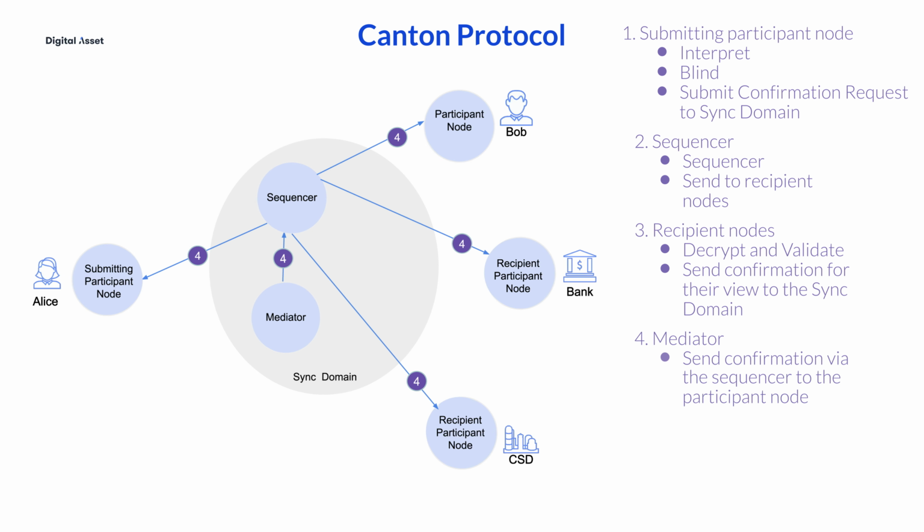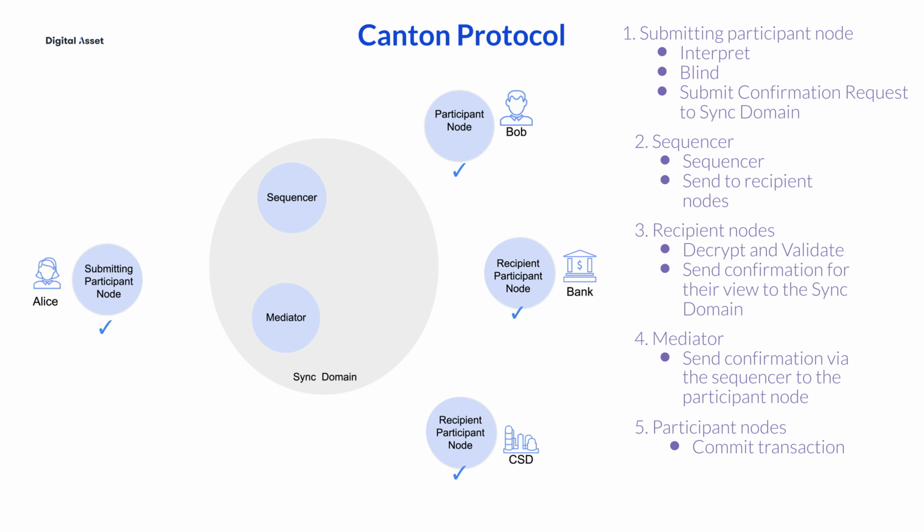The job of a mediator is to aggregate the confirmations coming from all participants, and once all participant nodes have confirmed, inform the sequencer that the transaction has been confirmed. Then the sequencer informs all participant nodes to commit the transaction. Finally, all participant nodes commit the transaction in their local data store. In this way, the Canton protocol ensures that all transactions are either committed with all nodes at the same time or not at all.